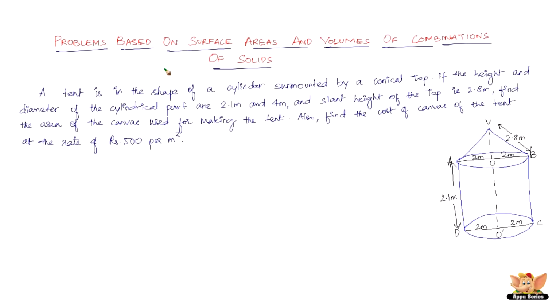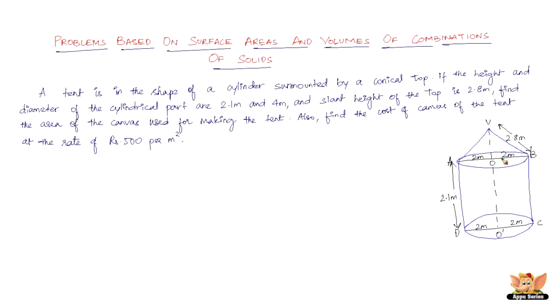In this video, let us continue to solve problems based on surface areas and volumes of combinations of solids. And the problem we've got here reads like this. A tent is in the shape of a cylinder surmounted by a conical top. So this is the tent, all right? It is in the shape of a cylinder and it is surmounted by a thing that is in the shape of a cone, okay?